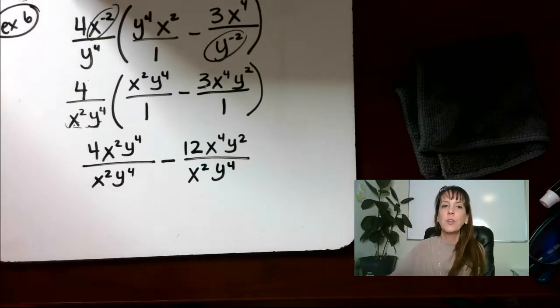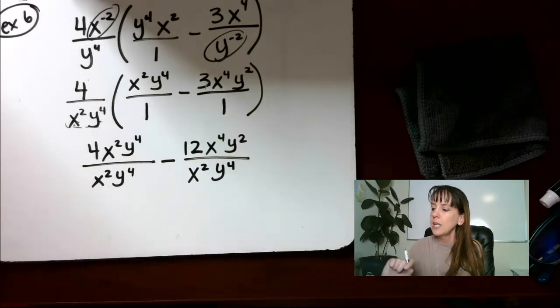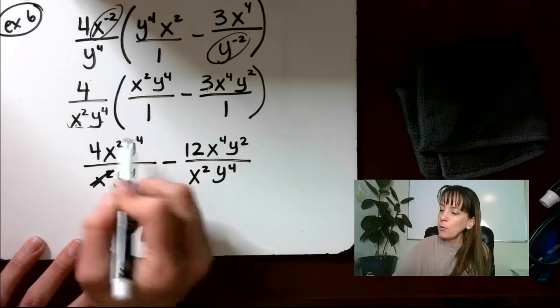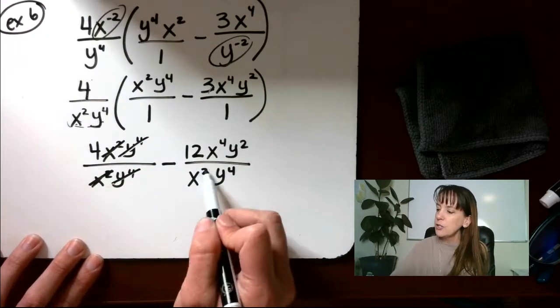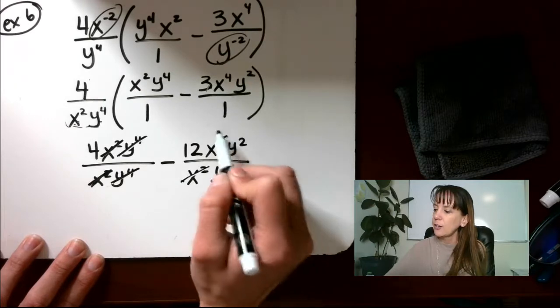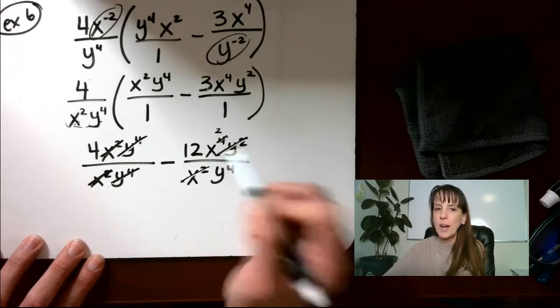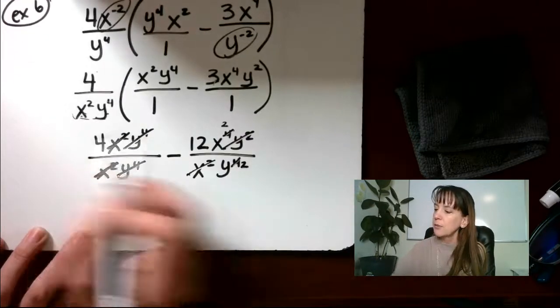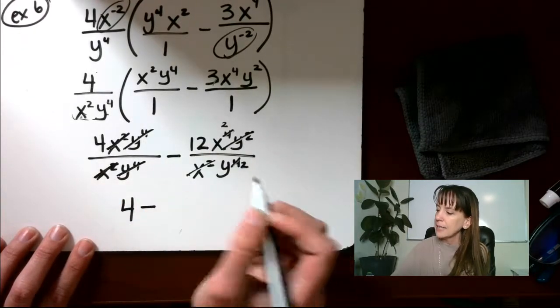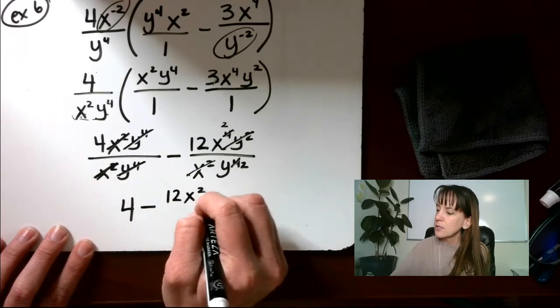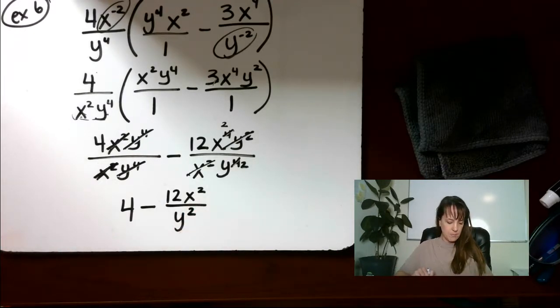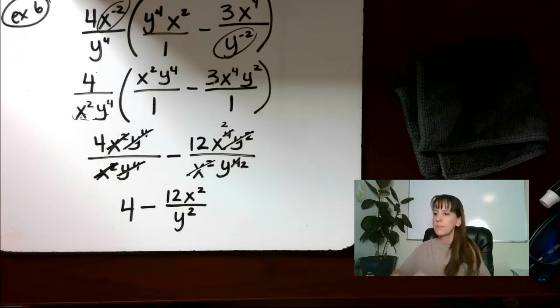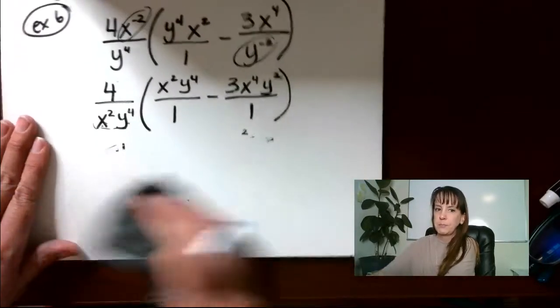All right, so looking at each one of these chunks, remember chunks are broken up by addition, subtraction. There's a chunk here, I can simplify these out. These both go away because there's 2 of them. These guys both go away. Over here, 2 x's go away, and you're left with x squared. And then 2 y's go away, and you're left with y squared. So if I were to rewrite that, it would be 4 minus 12x squared over y squared. And that is your answer. Just leave it like that and you'll be good to go. All right, let's do some more examples.